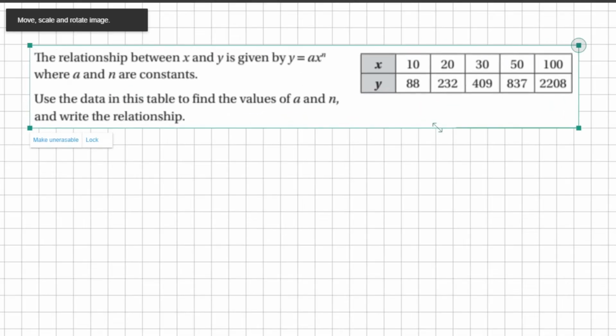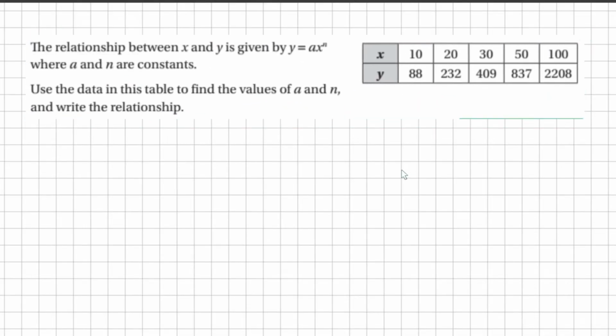So this is what a question based on this might look like. The relationship between x and y is given by y equals ax to the n, where a and n are constants. You'll hopefully recognize that as the first example that I did before. Use the data in this table to find the values of a and n and write the relationship.